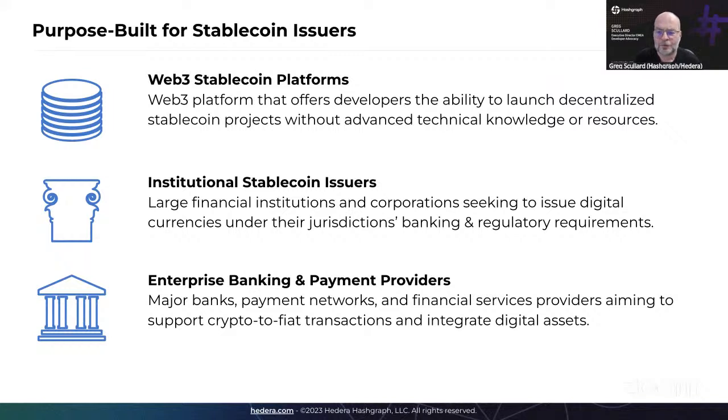We've built it for stablecoin issuers, of course, but not any particular type of stablecoin issuer, whether you're in Web3 or in an institution or a bank or a payment provider. You may find that Stablecoin Studio is suitable for your deployment. Ultimately, the regulatory and requirements around governance of the stablecoin may differ between the different types of issuers, but the fundamental technology remains the same, and that's very much what Stablecoin Studio brings to the table.